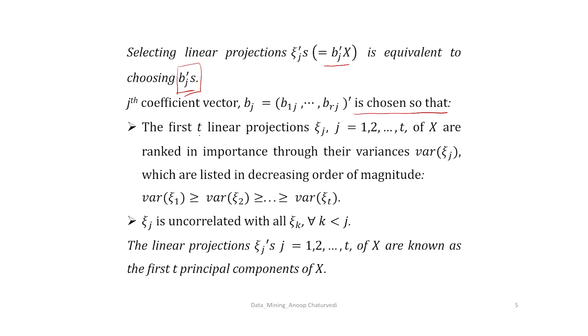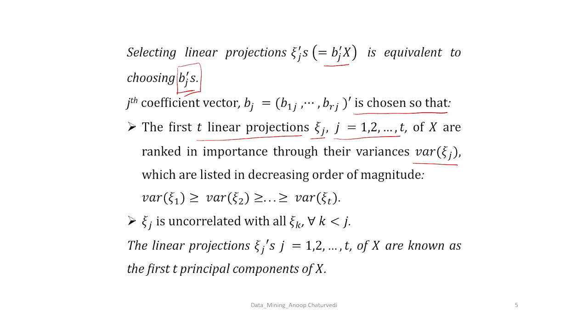the first t linear projections psi j, j equal to 1 to t of x are ranked in importance through their variances, variance of psi j. And these variances are listed in decreasing order of magnitude. That is, variance of psi 1 greater than or equal to variance of psi 2, so on greater than or equal to variance of psi t.